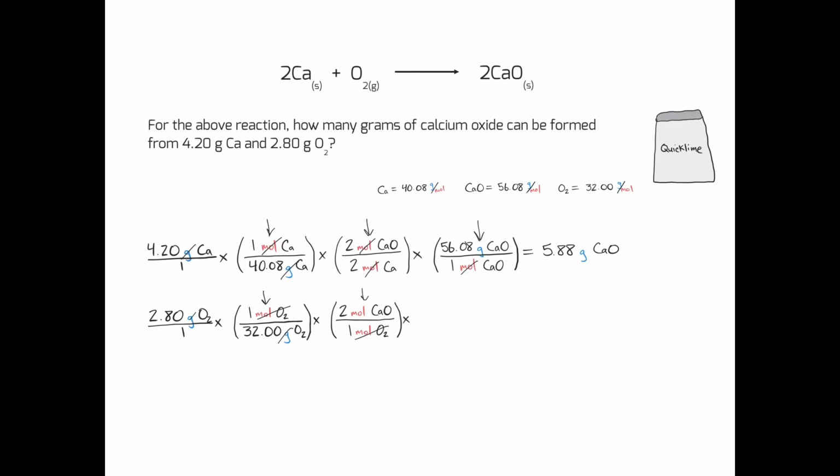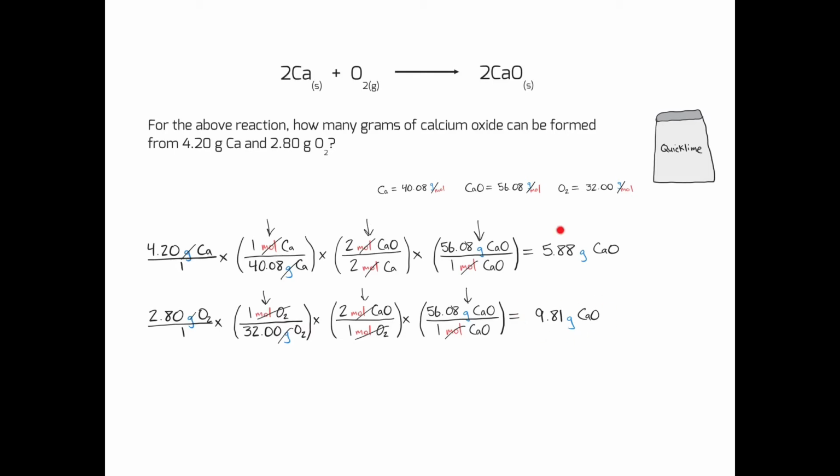And finally, we convert from moles of calcium oxide to grams of calcium oxide using the molar mass. We put our moles on bottom so they cancel with our moles on top. So these cancel and these cancel. And we have grams of calcium oxide. So now we can calculate. We multiply 2.80 times 1 times 2 times 56.08 and then divide by 32. And what we get is 9.81 grams of calcium oxide.